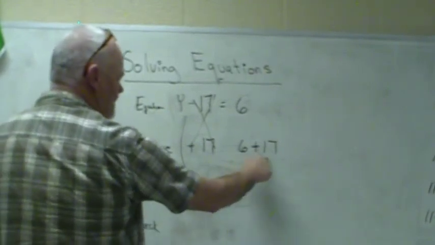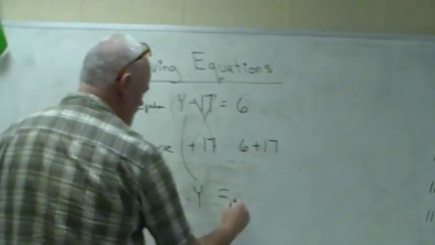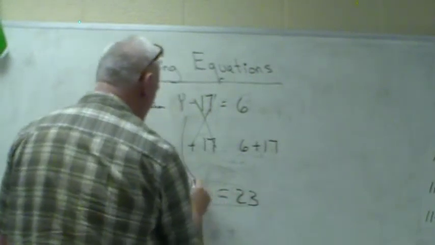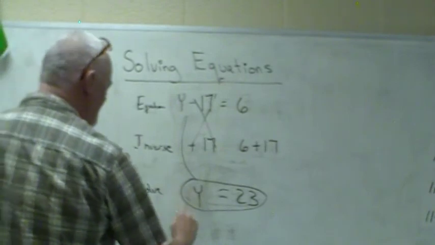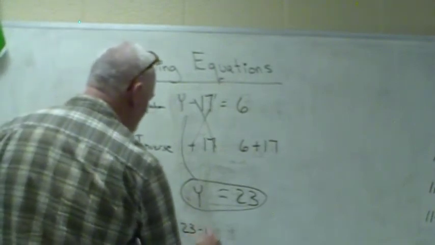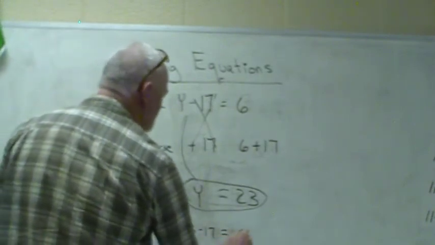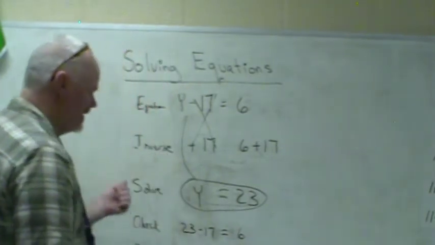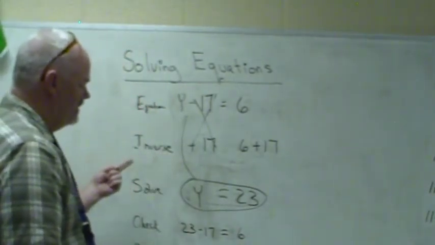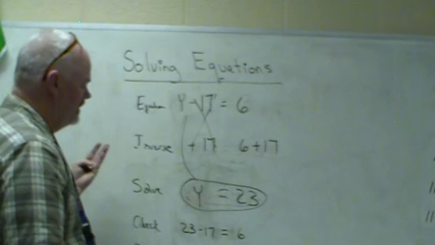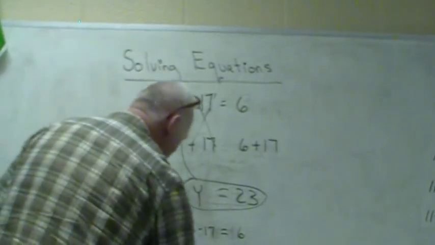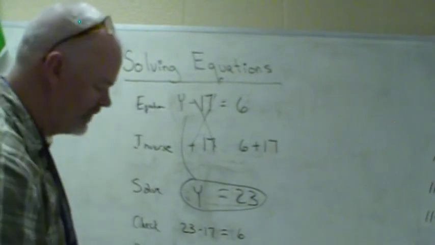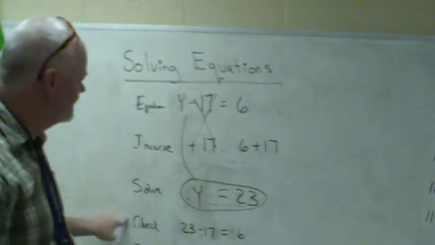Now we have to do the 6 plus 17, which is 23. Hopefully that's our answer. We're going to check it. If we put it back in there, do 23 minus 17, it's supposed to equal 6. Start with 23, 22, 21, 20, 19, 18, 17. 6 equals 6. Checkmate. Even iguana skin can burn.